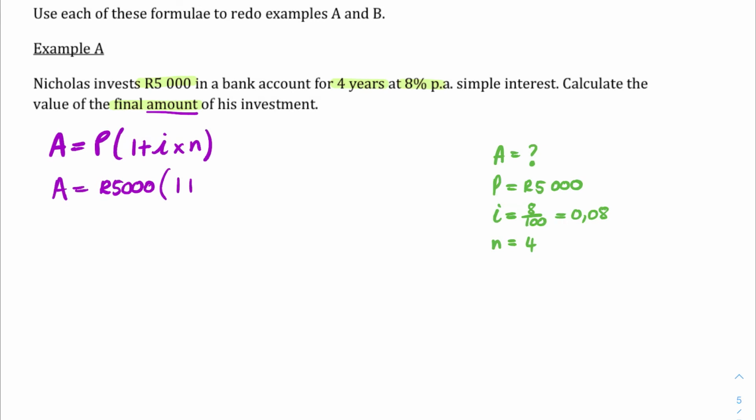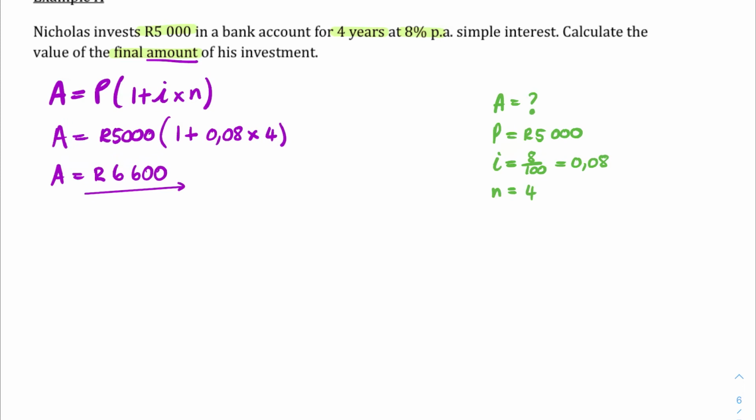Then we're going to open our brackets. 1 plus our I value is 0,08. You can write just 8 over 100. And then finally N, our time period, is 4. So if you go and type that all into your calculator and you go and push equals, you're going to see that your calculator tells you that this ends up to be 6,600 Rand, which is the answer that we got, but using a much longer method last time. So we know that his investment of 5,000 Rand has grown to 6,600.